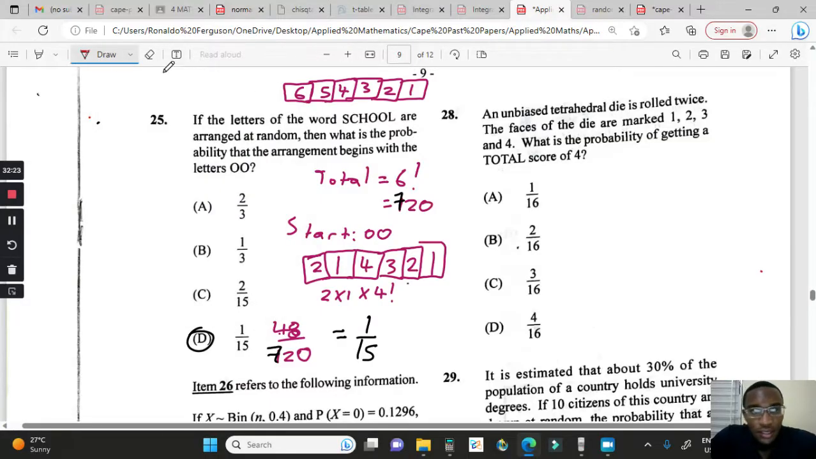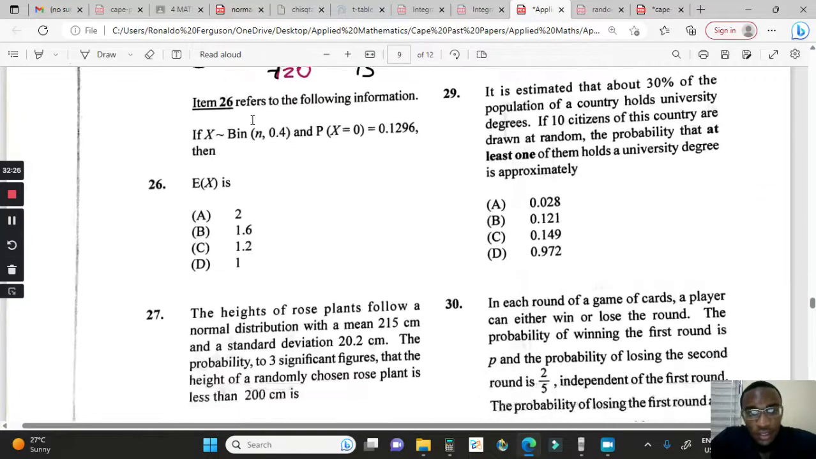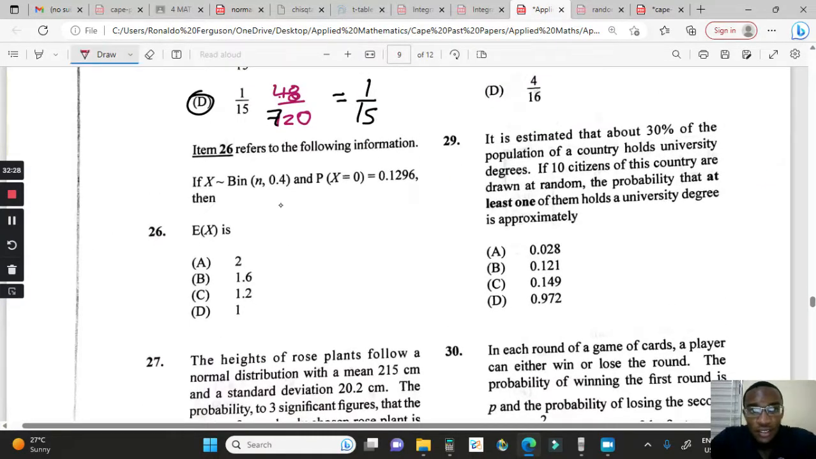Number 26. Now we need to find the expected value of x. When it's a binomial distribution, the formula is n times p. We don't know n, but they gave us context clues to find it. They told us the probability of x equals 0 is this amount. So we set the formula equal to this number: n choose x, p to the x, 1 minus p to the n minus x, equals 0.1296.